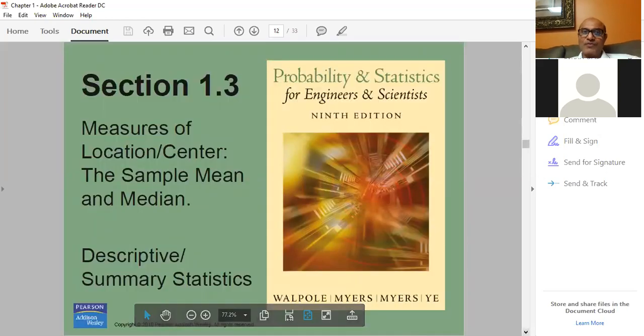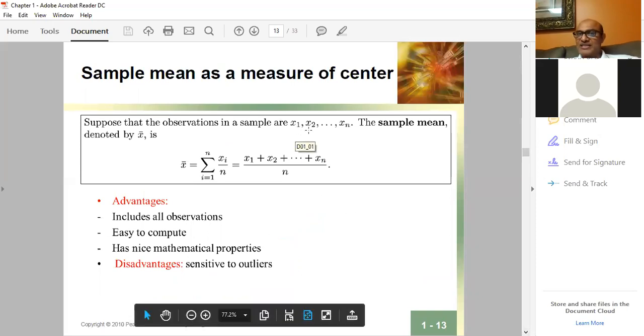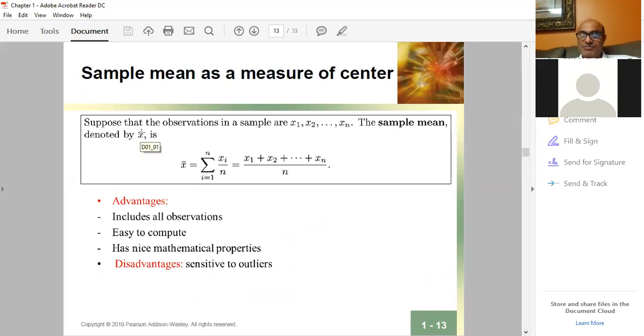And then after, I would like to go to the next section. There is a measure of location centers, the sample mean and the median. Mean. Suppose that the observations in a sample are given by, as I told you, small letters x1 to xn, and the sample mean is given by x bar. Throughout this book, the sample mean we will denote by x bar.